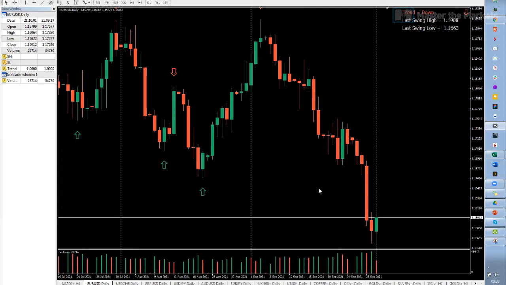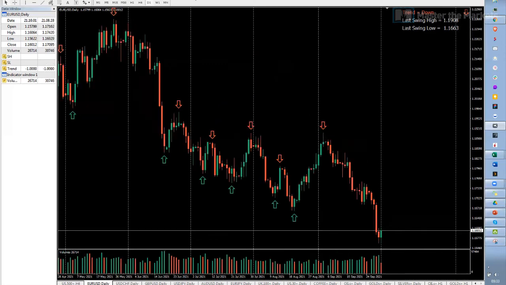Starting with Euro USD. As you can see here, we blew past the support at this level, and we're now at the support level from last September, October.